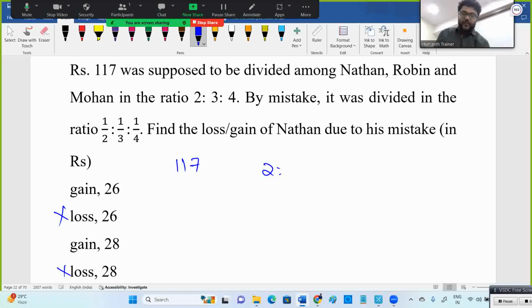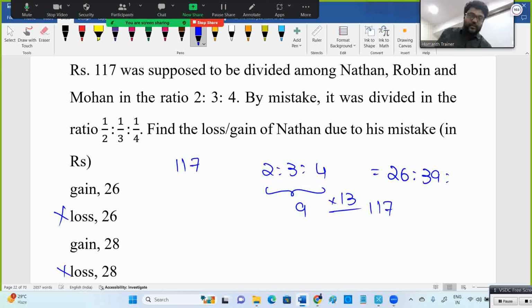2 is to 3 is to 4. What is 2 plus 3 plus 4? 9. Totally, all these three people should get 117, but adding I got only 9. For 9 to become 117, I have to multiply by 13. 2 into 13 is 26, 3 into 13 is 39, 4 into 13 is 52. See, originally Nathan should get 26 rupees, Robin 39, Mohan 52. That is the correct distribution.